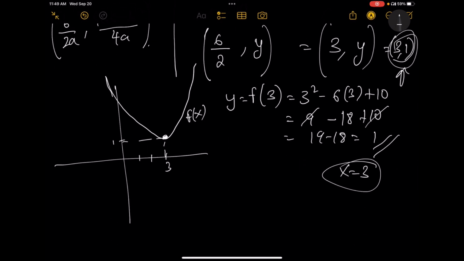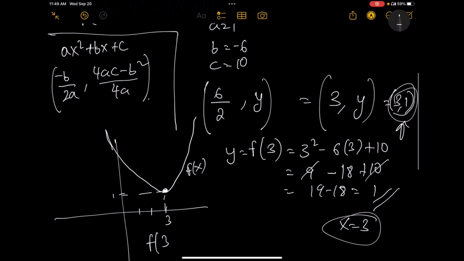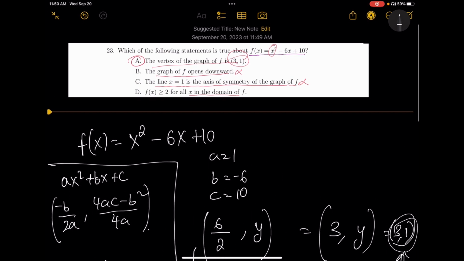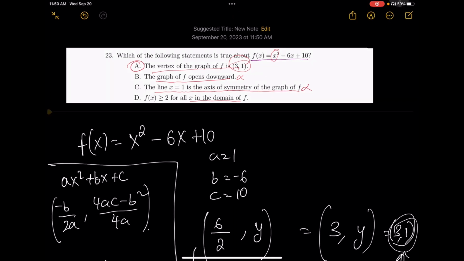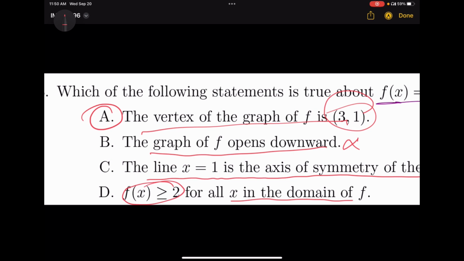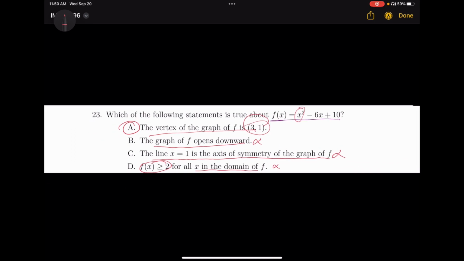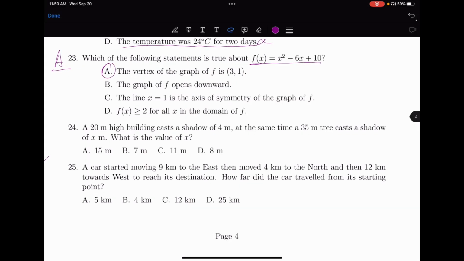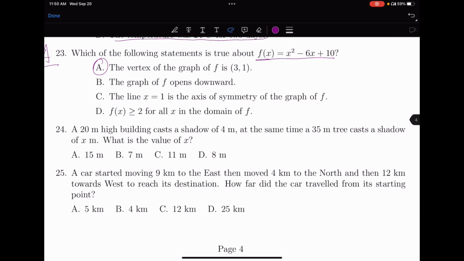No. Why? Because f of 3 is equal to 1, but that is actually less than 2. Therefore, f of x is greater than or equals to 2 is false. Why? It is not always at least two. For example, f of 3 is 1, so this is not the answer. So B, C and D are not the answer. The answer is A.